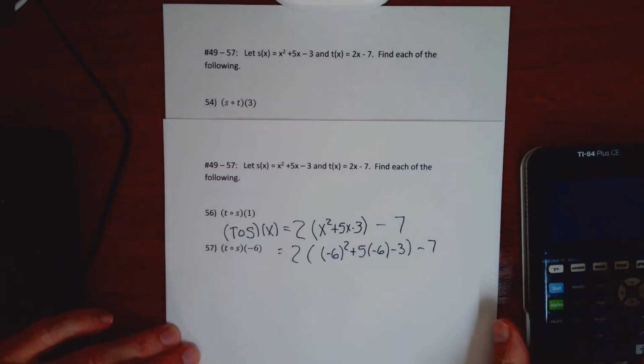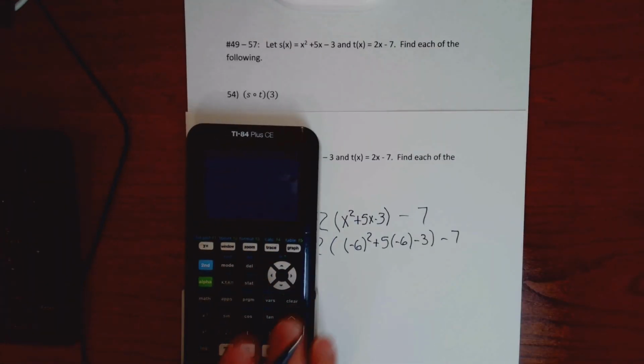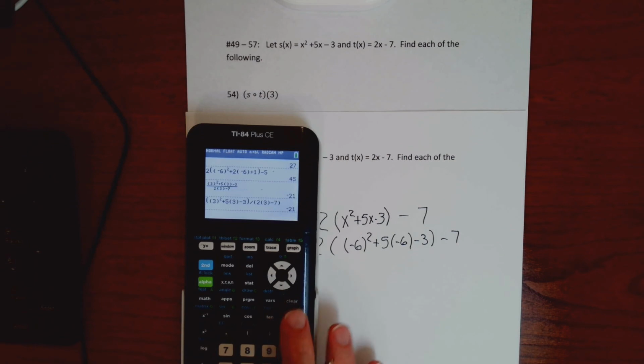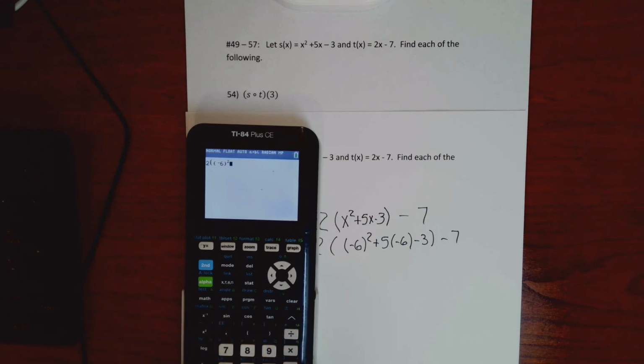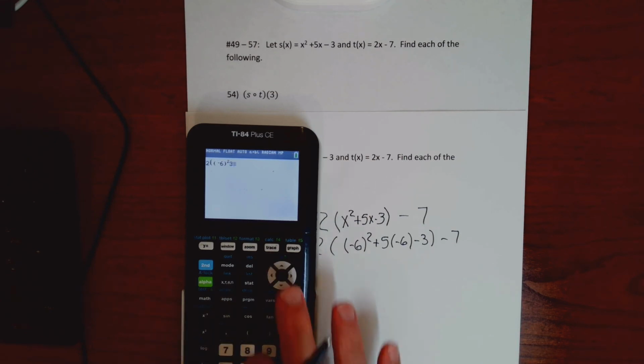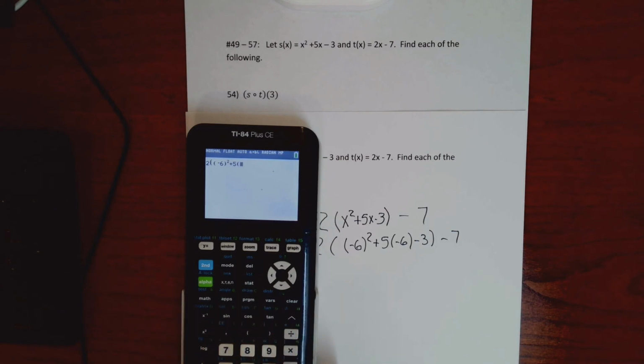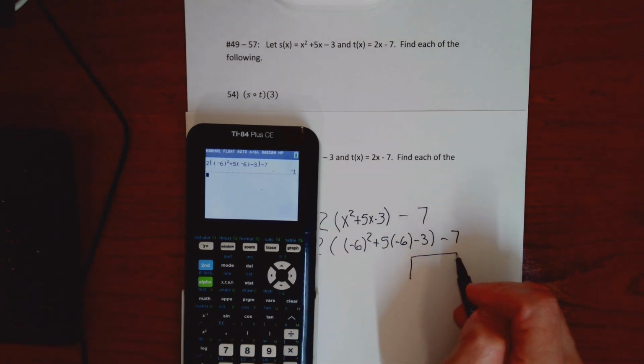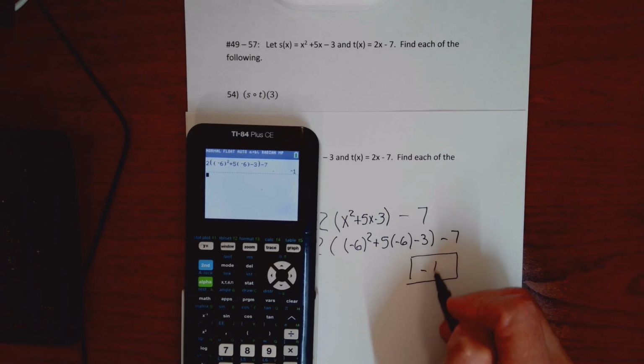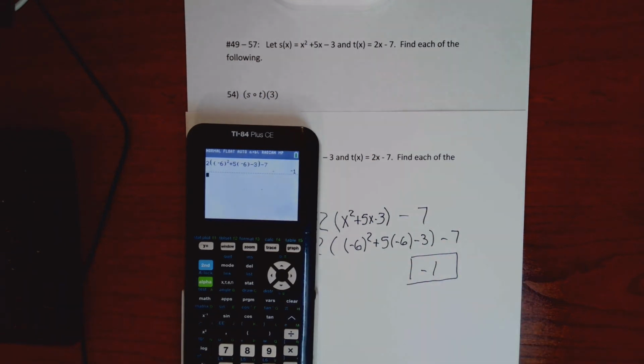Don't care to do that by hand. I could, but why? So this is going to be 2 times parentheses, -6 squared plus 5 parentheses, -6 minus 3, close my parentheses, minus 7. The answer, if I did this right and didn't press a button wrong, is going to be -1. If I press the button wrong, it is what it is.